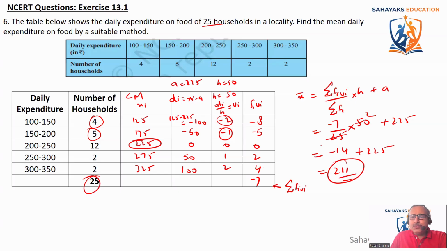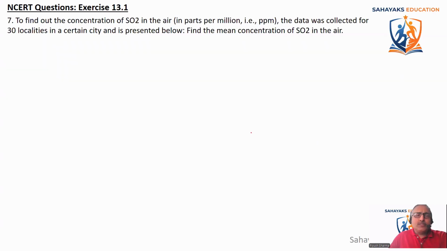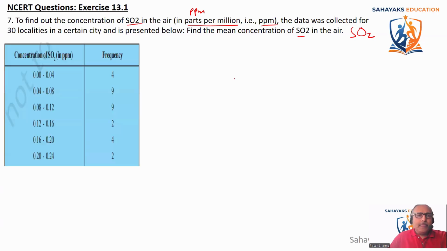Okay. So coming to the next question here. To find out the concentration of SO2 in the air in parts per million, this is ppm, is given here. The data was collected for 30 localities in a certain city and is presented below. Find the mean concentration of SO2 in the air. It is SO2, it is not S. It should be written like this. In copy paste, it has come differently.